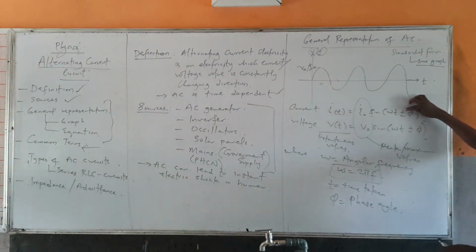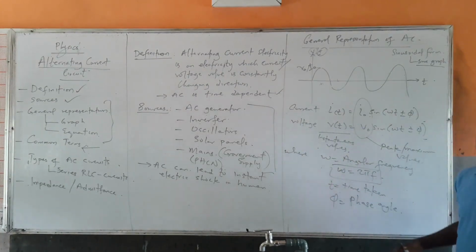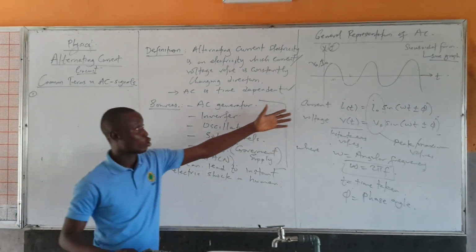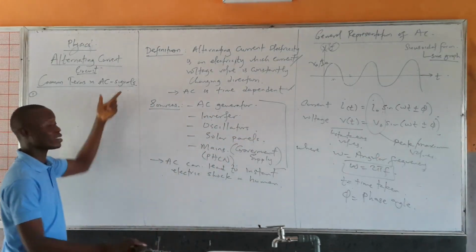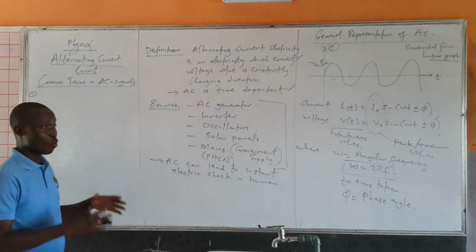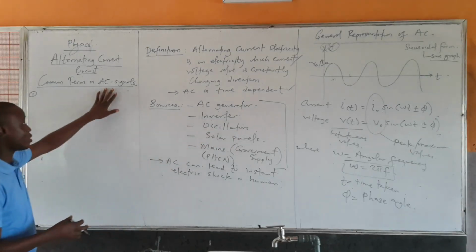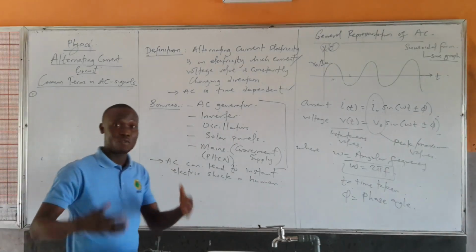You can see some will be positive, while some will be negative, depending on the direction of travel of the alternating current. Of course, you have been told that alternating current electricity is similar to alternating current signal. They are the same. So most of the things that we use in describing alternating current electricity are also the same things we use in describing alternating current signal, which is basically wave parameters.